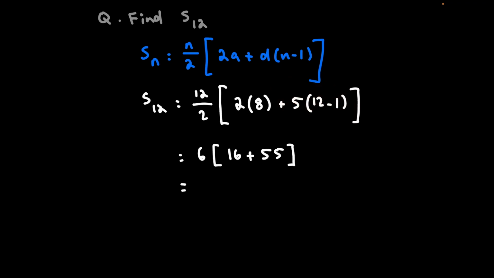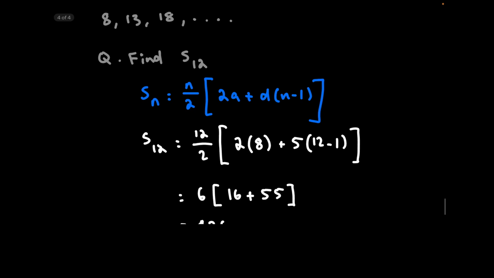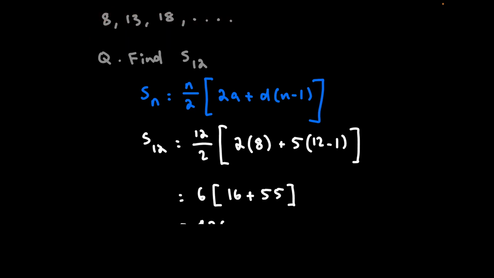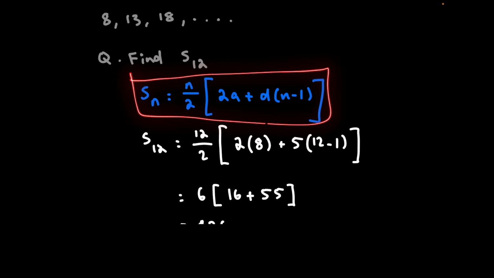Okay, and now we can just simply evaluate this. And the final answer would be 426. So this number states the sum of the first 12 terms in this sequence here. And it's all done using this formula here. So let's have a look at a few more questions which employ this formula here.